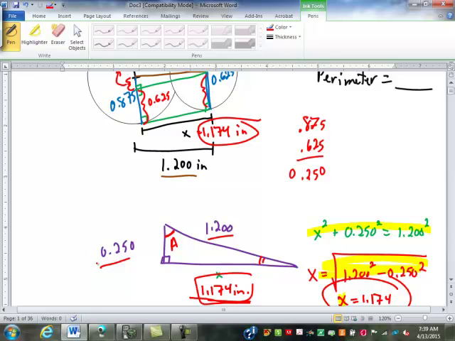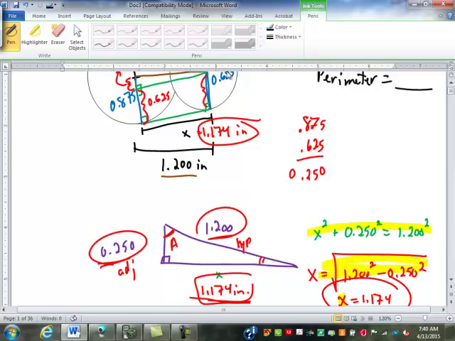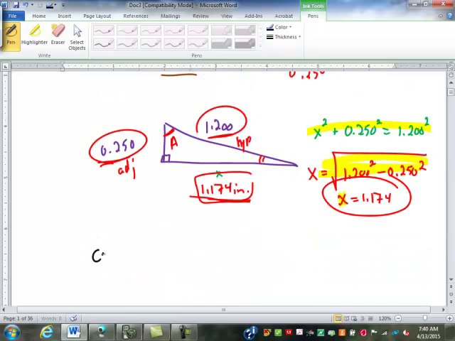So to find A using those two dimensions, the 1.2 is, of course, which side of our triangle? Hypotenuse. 0.25 is adjacent. It's next to the A. If we're using angle A, that's adjacent. Adjacent and hypotenuse make what trig function? Cosine.